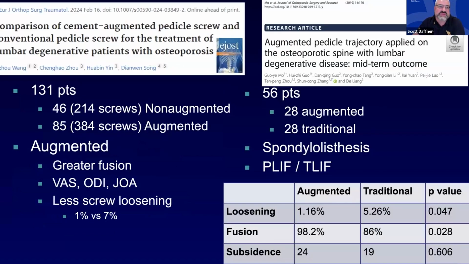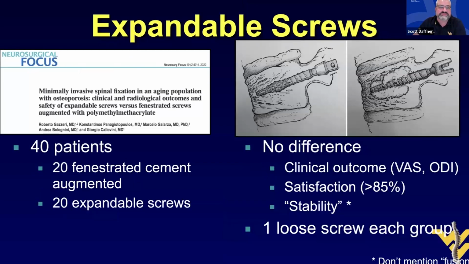And that was more of a biomechanical study, but looking at clinical studies, and again, Brett alluded to the fact that you can find a study that'll support pretty much anything. But looking at clinical studies on this, with cement augmentation, we found higher fusion rates, less risk of screw loosening, and generally speaking, good clinical outcomes in osteoporotic patients.